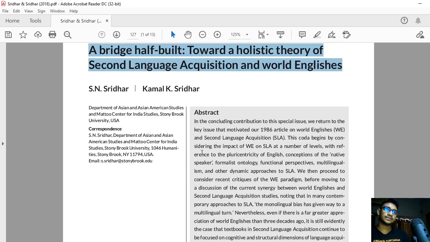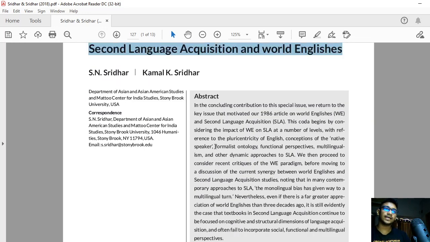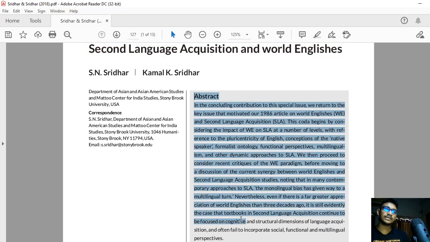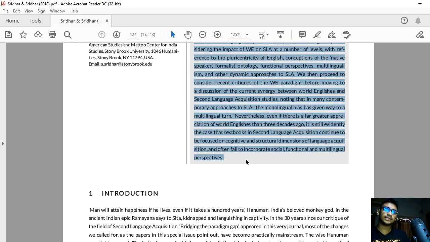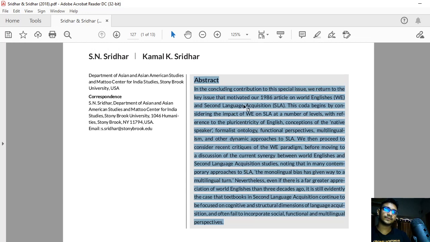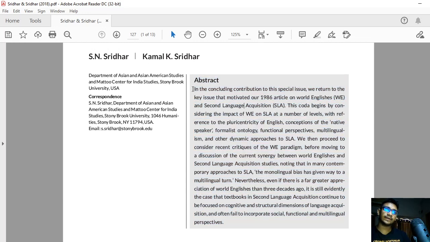So let's get started. The abstract of any research paper is a brief summary of the entire paper. So this is very important and very condensed. So let's try to make sense of each line of this abstract. In concluding this contribution to this special issue, we return to the key issue that motivated our 1986 article on World Englishes, which is abbreviated WE, and second language acquisition, SLA.